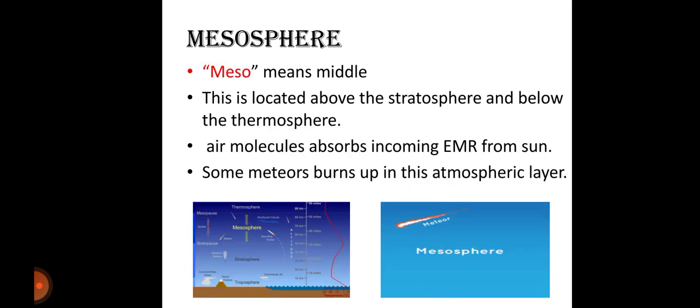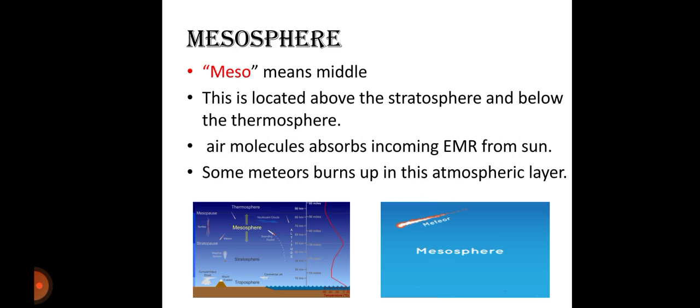Next layer is mesosphere. Meso means middle. It is the third layer in our atmosphere, which is 35 km thick. This is located above the stratosphere and below the thermosphere. Air molecules absorb incoming electromagnetic radiations from the sun. Some meteors burn up in this atmospheric layer.